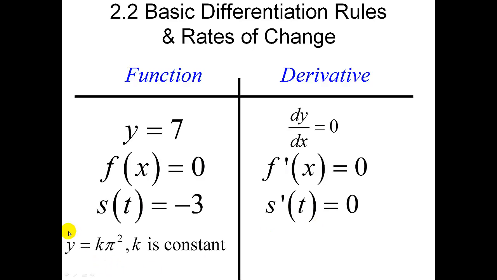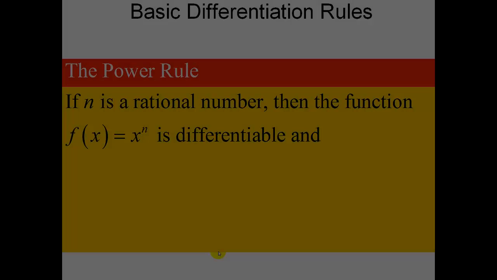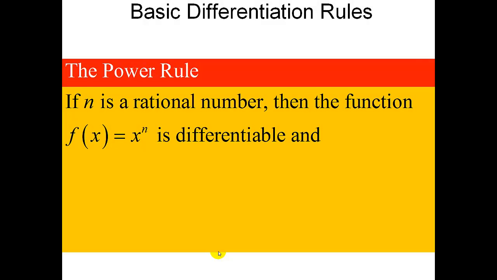Here's an interesting looking one that looks like it might not be constant, but it certainly is. y equals k times pi squared. A constant times a constant is still a constant. Guess what the derivative of y is going to be? y prime is 0.